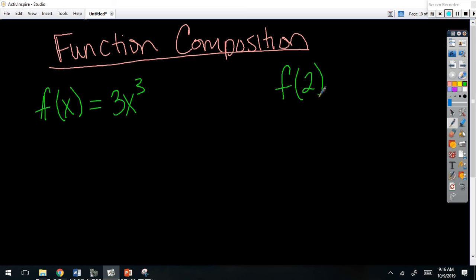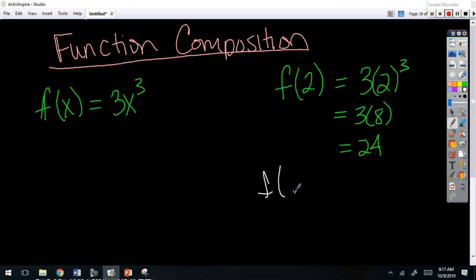You'd plug that 2 in for x, right? You'd say, okay, well, this is 3 times 2 to the third power. Exponents come before multiplication, right? So 2 to the third is 8. Should be 24. What if I asked you what is f of y? It's just going to be whatever that is, but with a y. So it's 3y cubed.